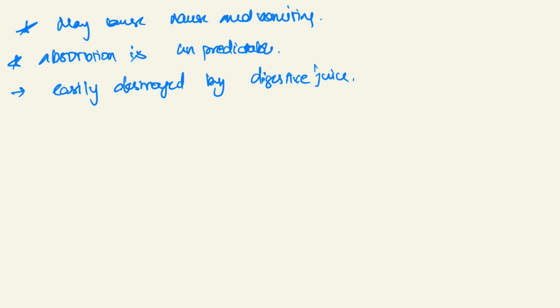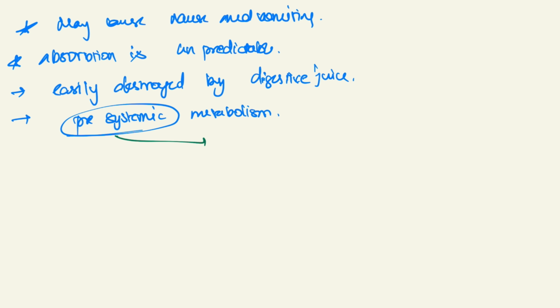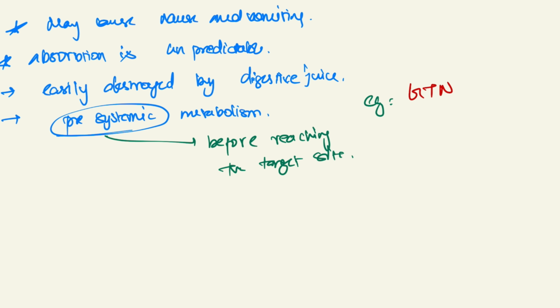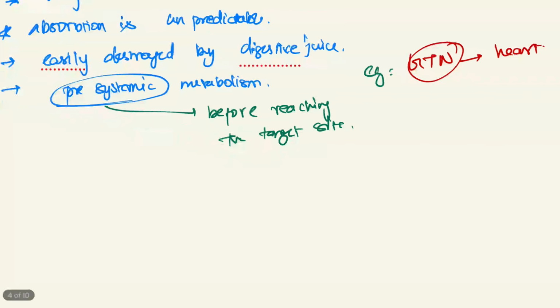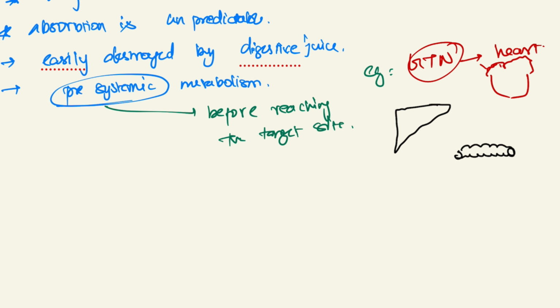Pre-systemic metabolism means that before reaching the target site, the drug gets metabolized. Example, GTN. Listen to this story. The drug that enters gets absorbed into the small intestine. After absorption, by the enterohepatic circulation, it gets into the liver, and there are enzymes present in the liver that metabolize drugs. The site of action for GTN is the heart, but before reaching the heart, it gets metabolized.